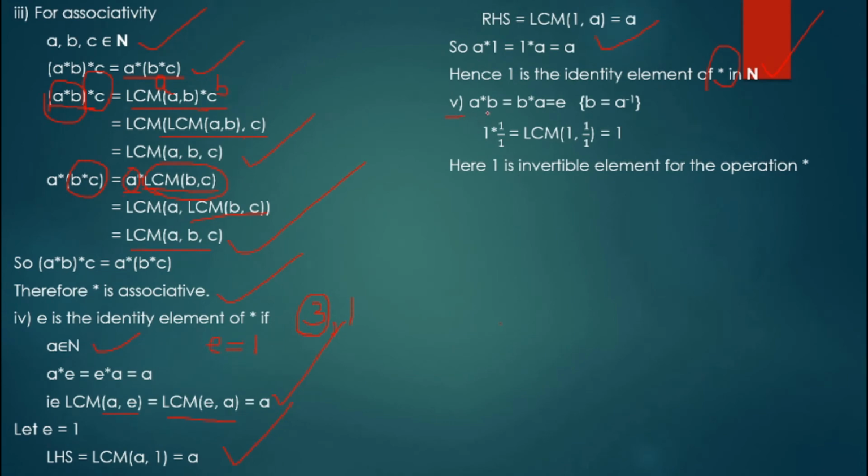So here we have A star B equal to B star A equal to E. If it is multiplication, do you remember your multiplicative inverse? If it is 2, what is the multiplicative inverse of 2?